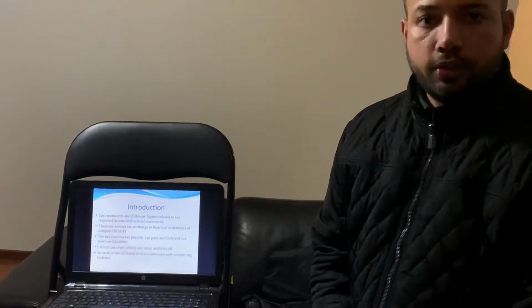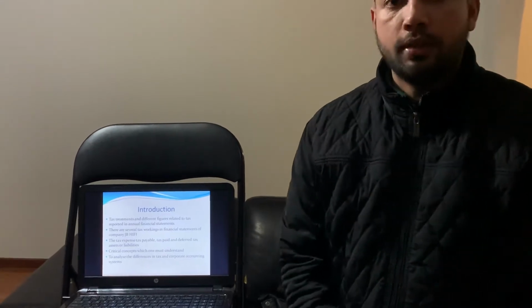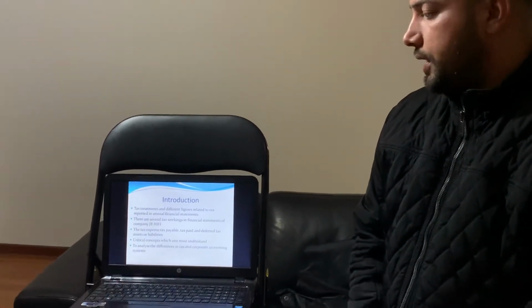We're going to start with the introduction, which includes the summary of the presentation. It is about the tax treatments and different figures related to tax reporting in annual financial statements. There are several tax workings in the financial statements of JB Hi-Fi: the tax expenses, tax payable, tax paid, and deferred tax assets or liabilities. These are the terms we're going to discuss further. Critical concepts which one must understand include how to analyze the differences in tax and corporate accounting systems.